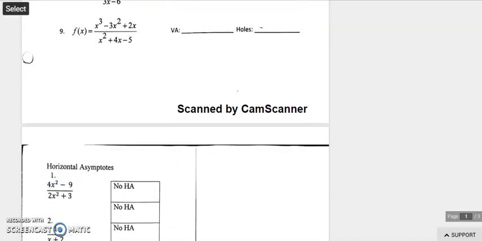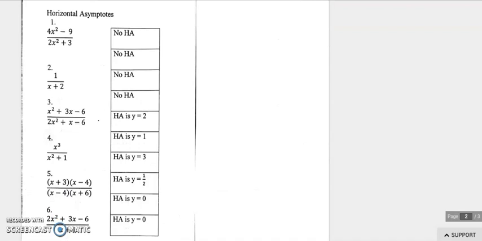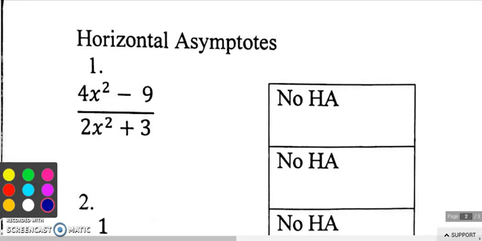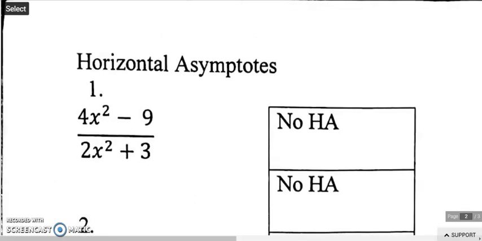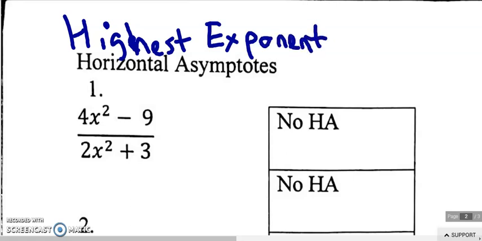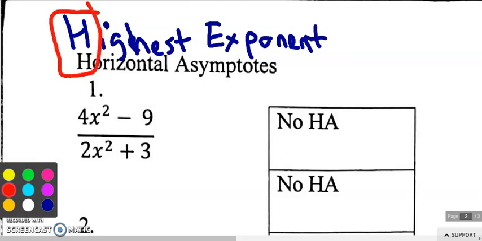All right, so now we're going to look at how to find horizontal asymptotes. The thing that I want to remember for horizontal asymptotes is that I'm looking for the highest exponent. You can remember that because they both start with h.